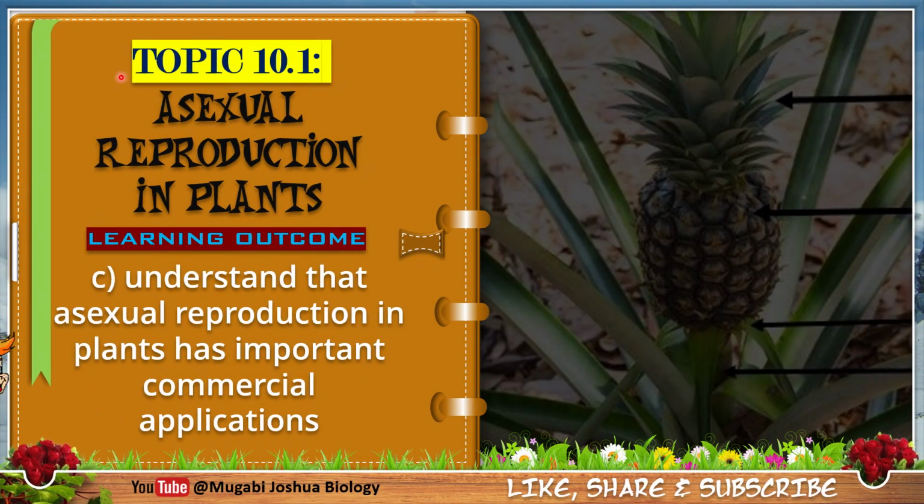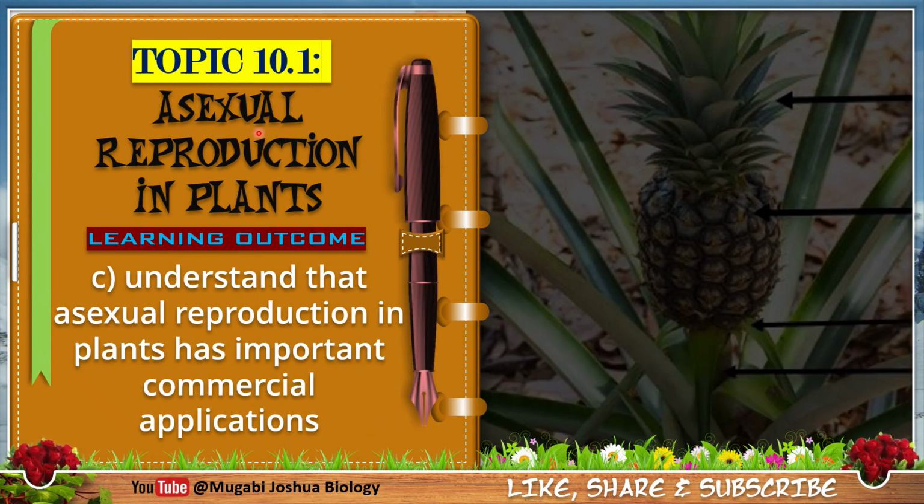Thank you very much for participating in topic 10.1, Asexual Reproduction in Plants. We have been looking at learning outcome C. Understand that asexual reproduction in plants has important commercial applications.